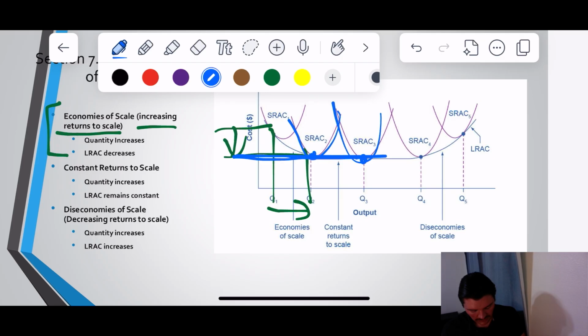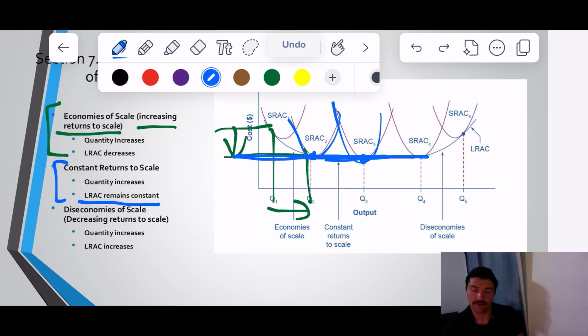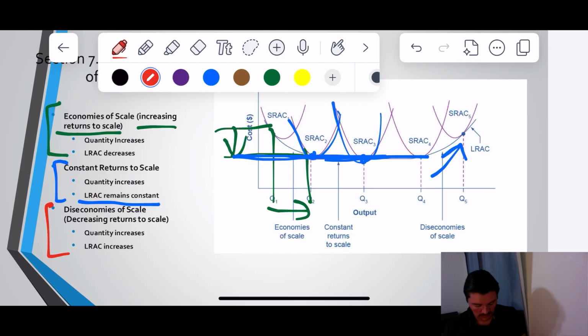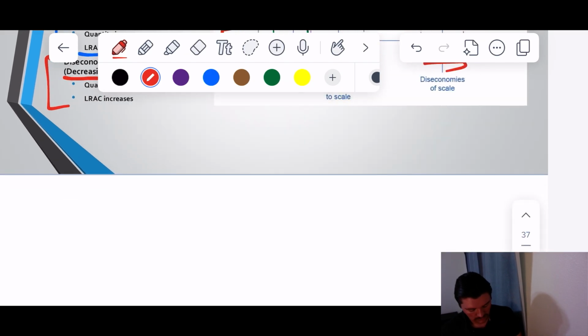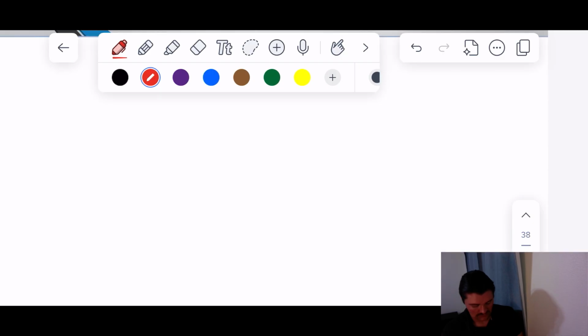If you were to add on another input and create a new short run average cost curve, but it stays the same, then you are in what is called constant returns to scale. You increased your quantity and your long run average cost curve remains constant. That's pretty good, right? But if you try to do it again, and then we see an increase in the cost, this is where we have that diseconomies of scale. Higher quantity and a higher cost. So diseconomies of scale, also called decreasing returns to scale.